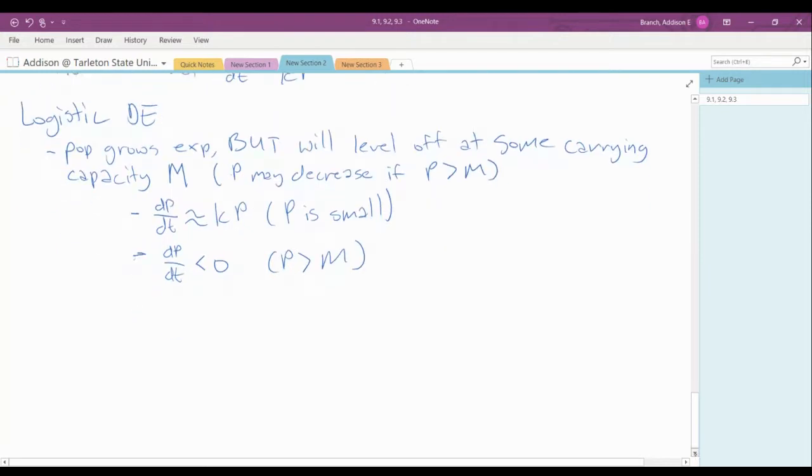So there's a way you can combine these equations to get us our actual new model. And this one states that dP over dt is equal to kP times 1 minus P over M.